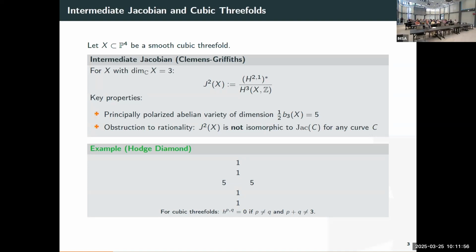And as I mentioned, a deeper exploration of the Hodge theory, in this case, allowed Clemens and Griffiths to show that this is not coming from a genus 5 curve. They are different animals, so this is why the three-dimensional smooth cubic is not rational.